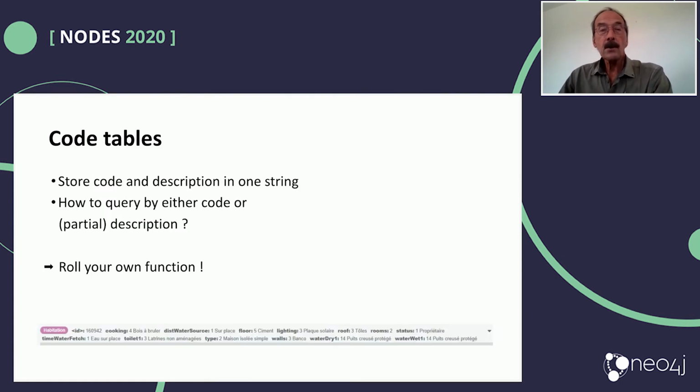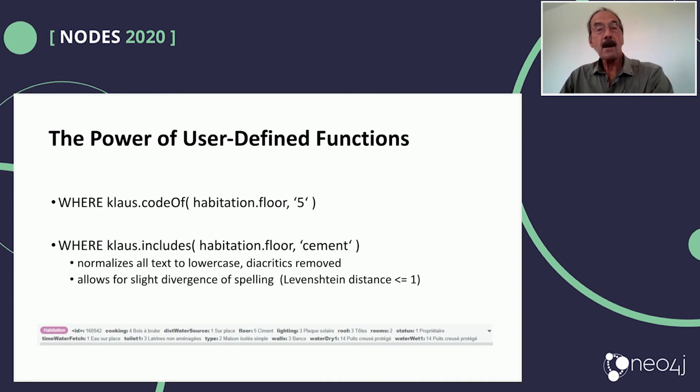Our solution was to store the code and the description in a single string or property. Now the problem is how we have to decide how to query by either the code or the description. I can show you here at the bottom, you see our floor material property. It has code 5 and ciment, which is French for cement. The solution was to write our own functions.